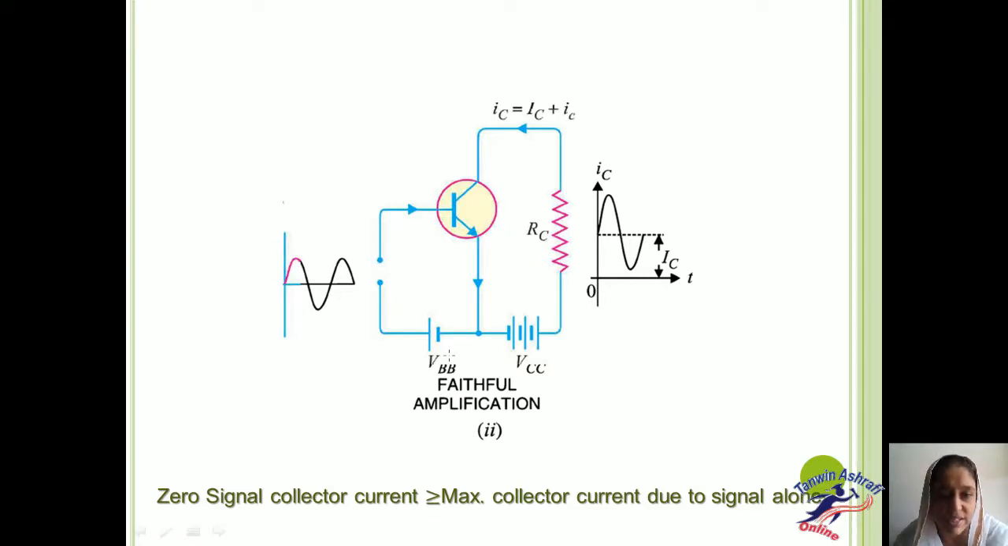During the positive cycle of the signal, the input circuit is more positive and more forward biased, hence the collector current increases. During the negative cycle of the signal, the input is less forward biased, but there will still be a positive voltage at the base with respect to the emitter, and the collector current decreases. In this way, the negative half cycle of the signal also appears in the output. Hence, faithful amplification results, as you can see from here, we get the negative cycle at the output too. The value of the zero signal collector current should be at least equal to the maximum collector current due to the signal alone.